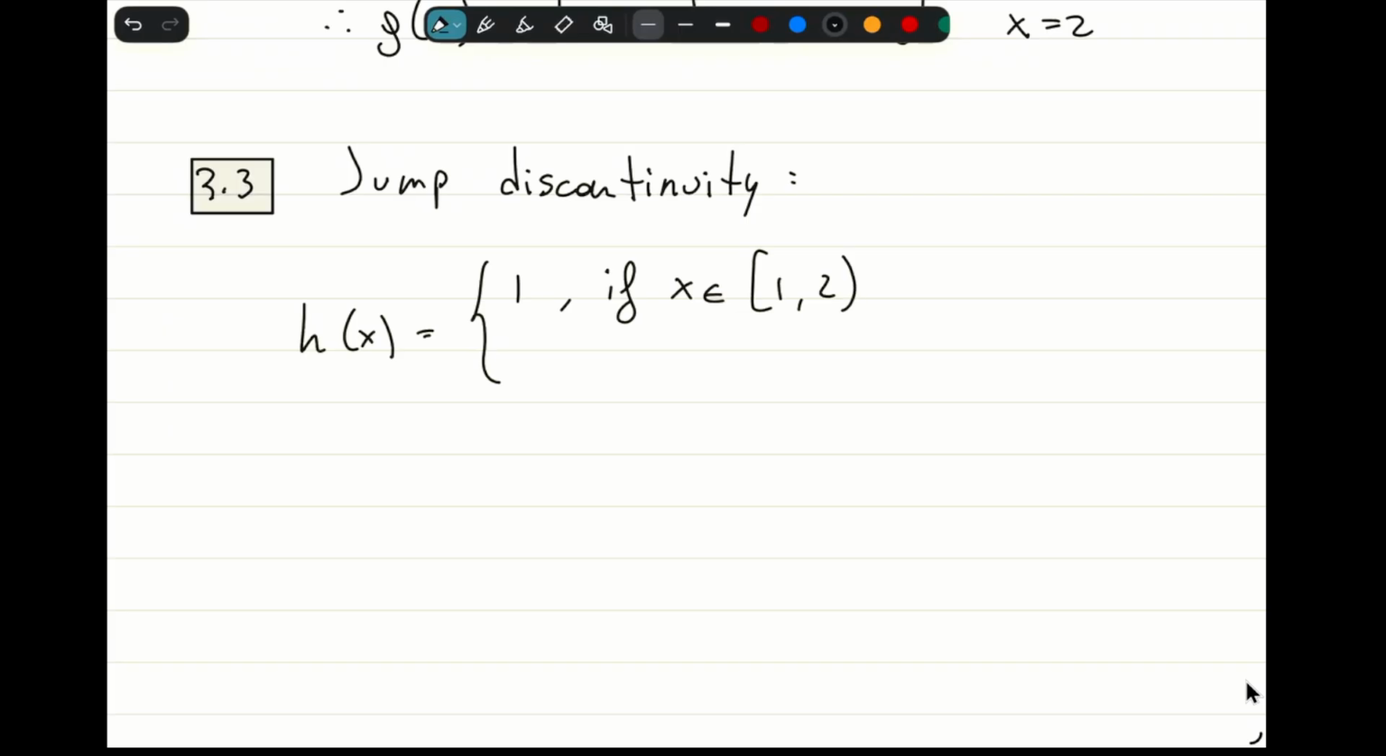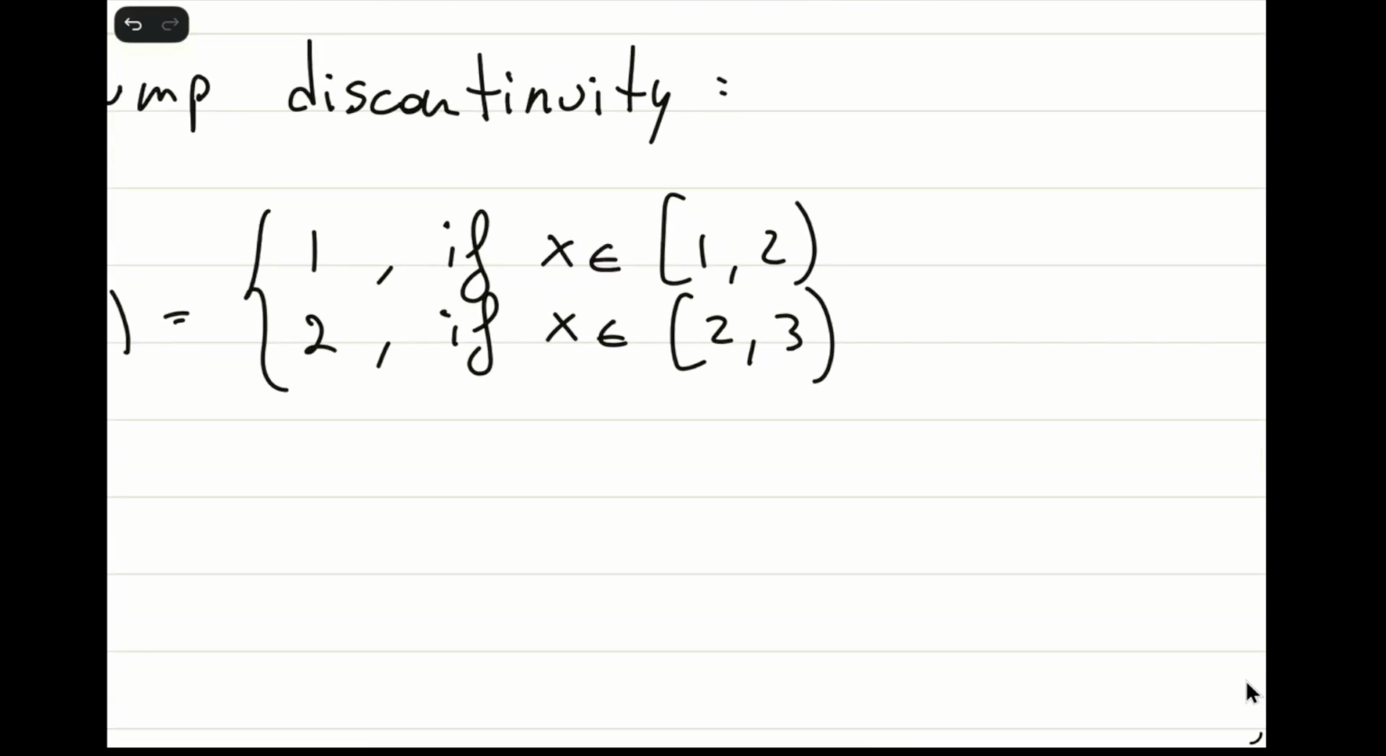So we have 2 if x is between 1 and 2, and 1 if x is between 1 and 2, and 2 if x is between 2 and 3. What are the differences between the parentheses? This parenthesis means we're going to take our endpoint 1. So again, here it's going to be 2. And this parenthesis means we're going to keep it out.